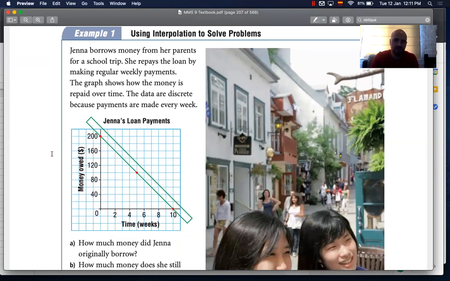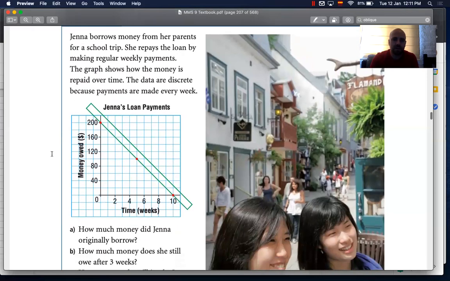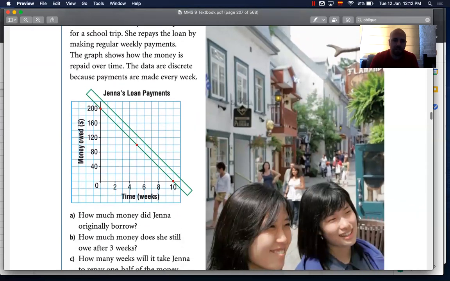She repays the loan by making regular weekly payments. The graph shows how the money is repaid over time. The data are discrete payments. They are made every week. Okay, so how much did she borrow? Well, at 0, we can suggest that she borrowed what it was at 0. So at 0 weeks, we can guess that she borrowed $200.